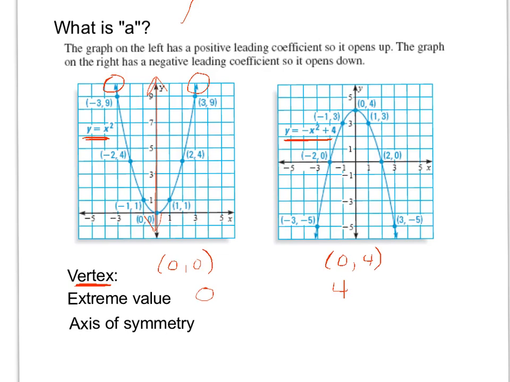So for the first graph, it's the y-axis. Come up with the equation of the y-axis. Okay, hopefully you said x equals 0. And again, it's exactly the same on the right graph, because the y-axis is again the axis of symmetry.